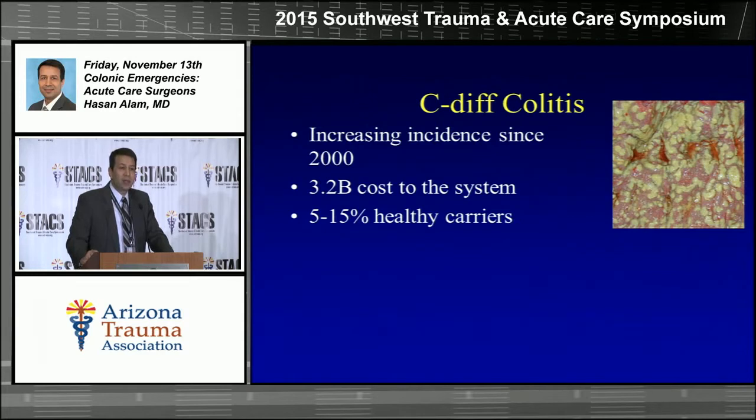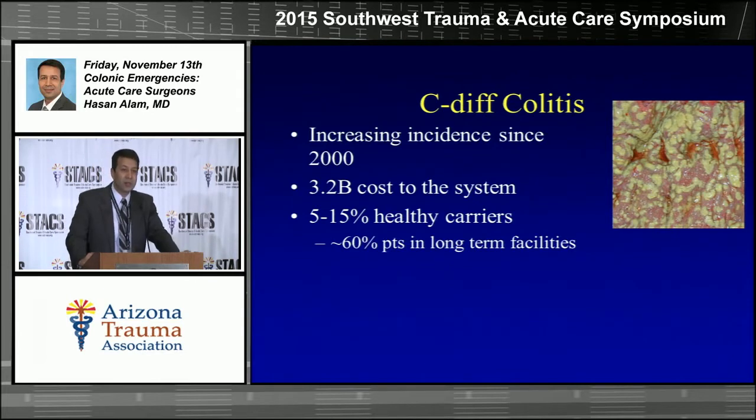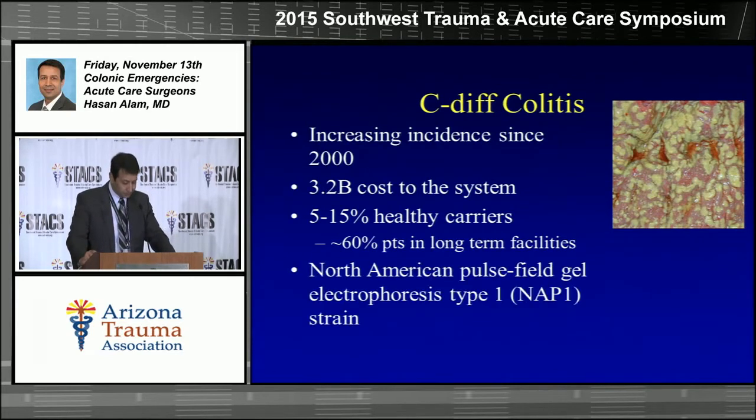Interestingly, if you look at healthy, asymptomatic adults, about 15% of them are carriers for C-diff. It's pretty striking if you think about it. Now, if you look at institutionalized patients who are in a nursing home or long-term care facility, up to 60% of them are carriers for C-diff, and they're not symptomatic, and that's why we all have these screening criteria. When you come to the hospital, you screen the patients.